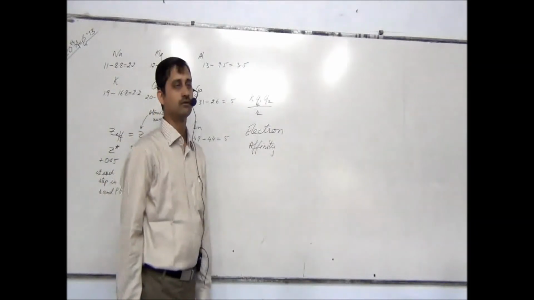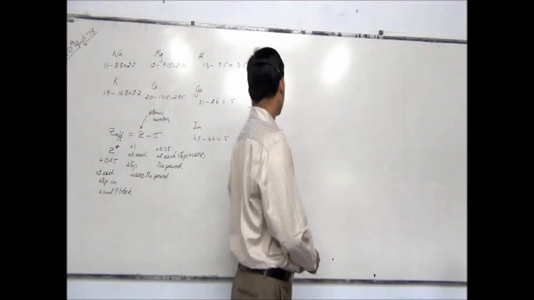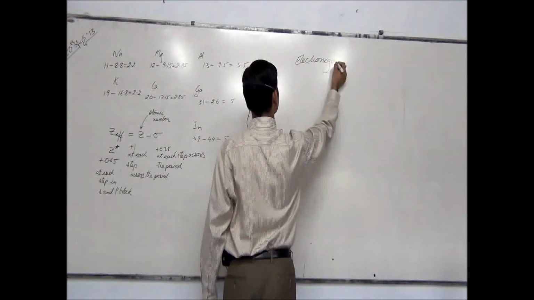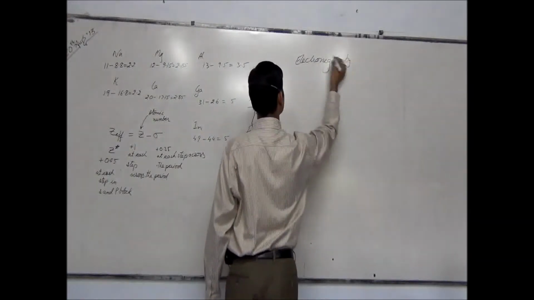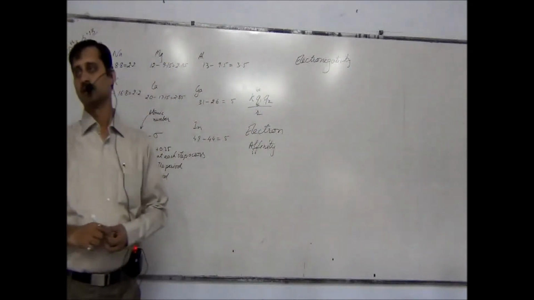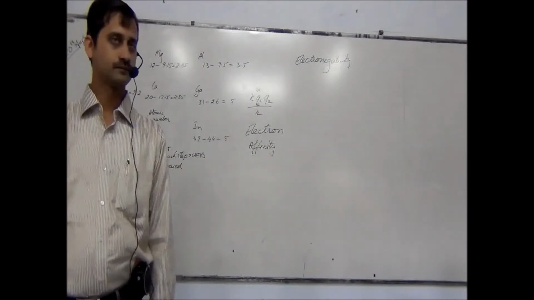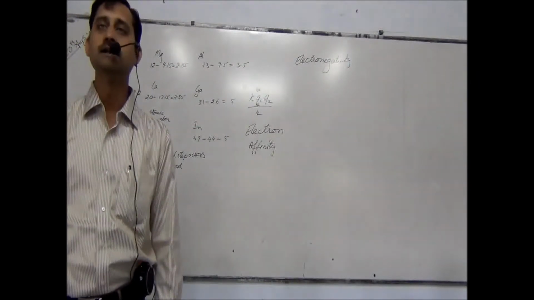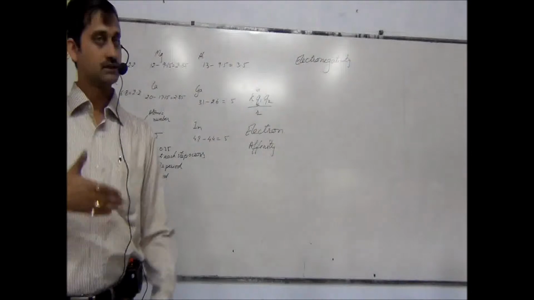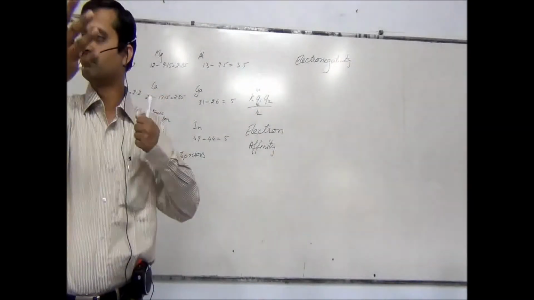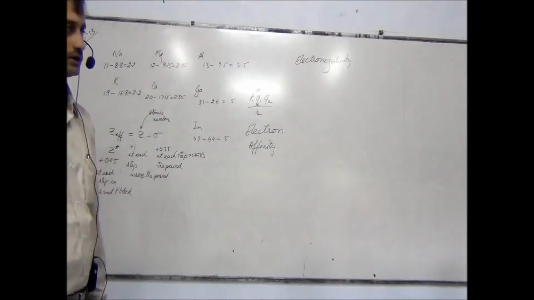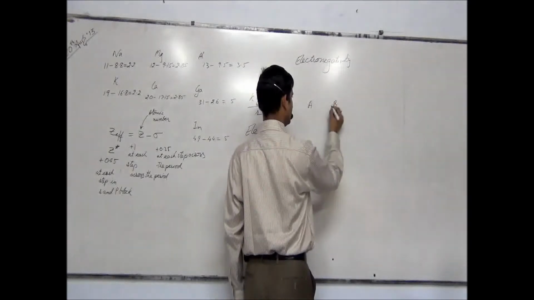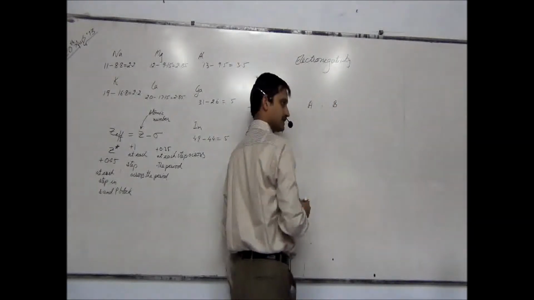Then we have the fourth thing, very important, which is called electronegativity. Electronegativity is how strongly a nucleus can attract the shared pair of electrons present between the two nuclei. Let us say we have a covalent bond, a bond between two atoms. Now, whenever we have a bond between two atoms, let's say A and B, their electron pair is supposed to be present in between A and B.